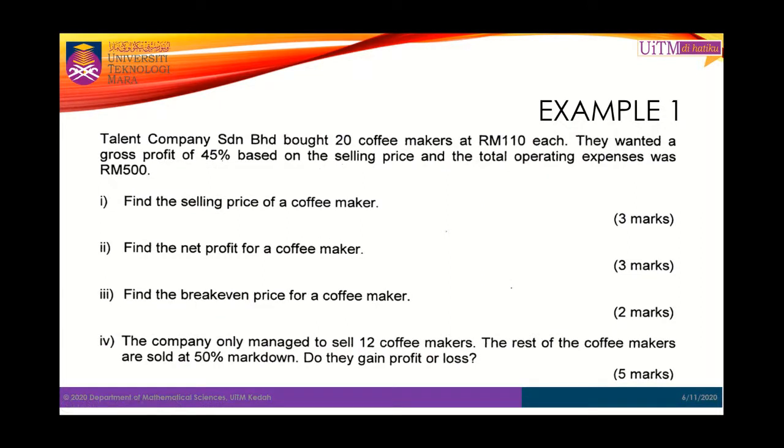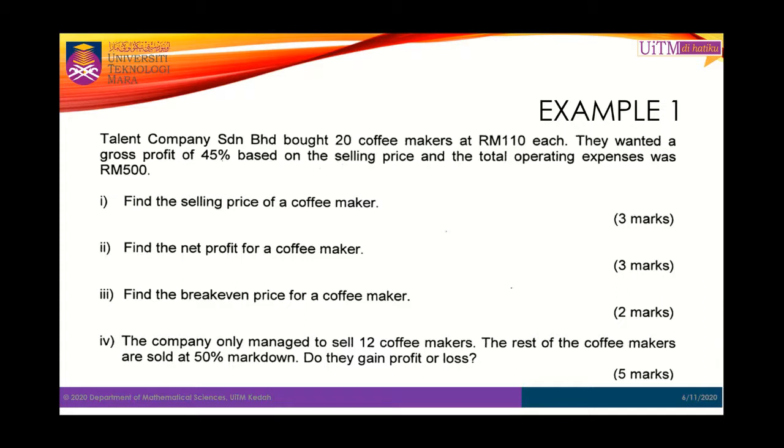In this case, it's stated here that the company Syndram Berhad bought 20 coffee makers at 110 ringgit each. They wanted a gross profit of 45% based on the selling price, and the total operating expenses was 500 ringgit. The first question asks you to find the selling price of a coffee maker, and then find the net profit for a coffee maker. The third one is to find the break-even price for a coffee maker.